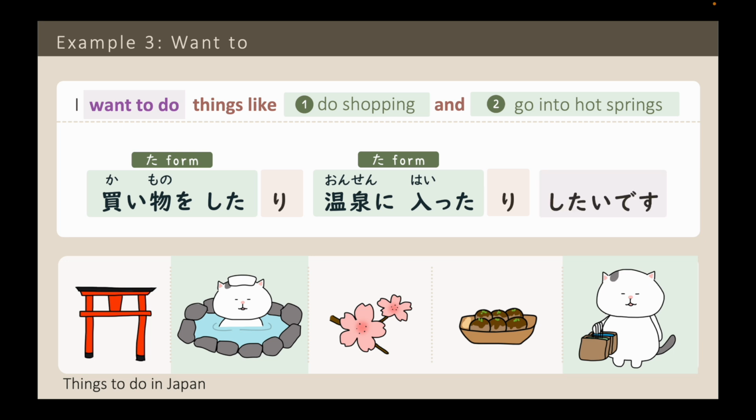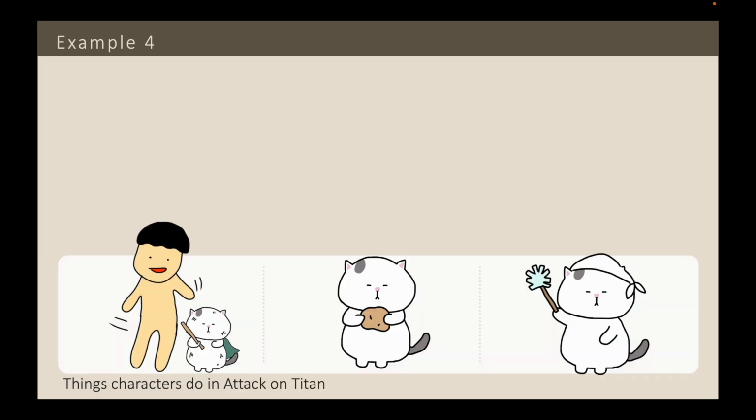So the complete sentence is 買い物をしたり、温泉に入ったりしたいです。 If someone asks what kind of anime Attack on Titan is, Shiro could say they do things like fight with titans.